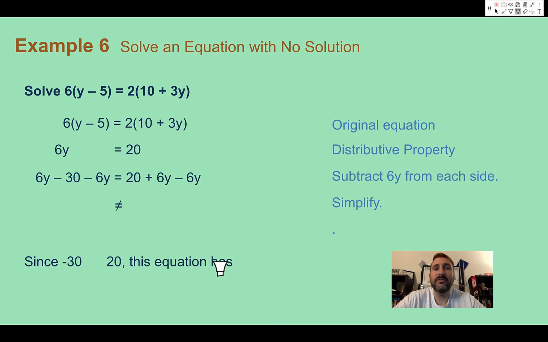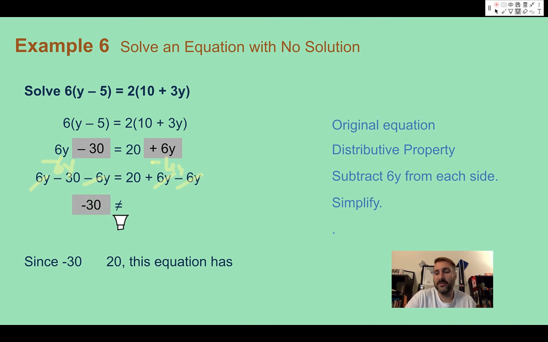Example 6. Solve an equation with no solution. So we have that equation there. If we go through and solve it how we have been, first distributing it out, then we're going to subtract 6y from both sides. Either way, I end up with 6y minus 6y, which is 0. I'm left with negative 30 on the left and 20 on the right.